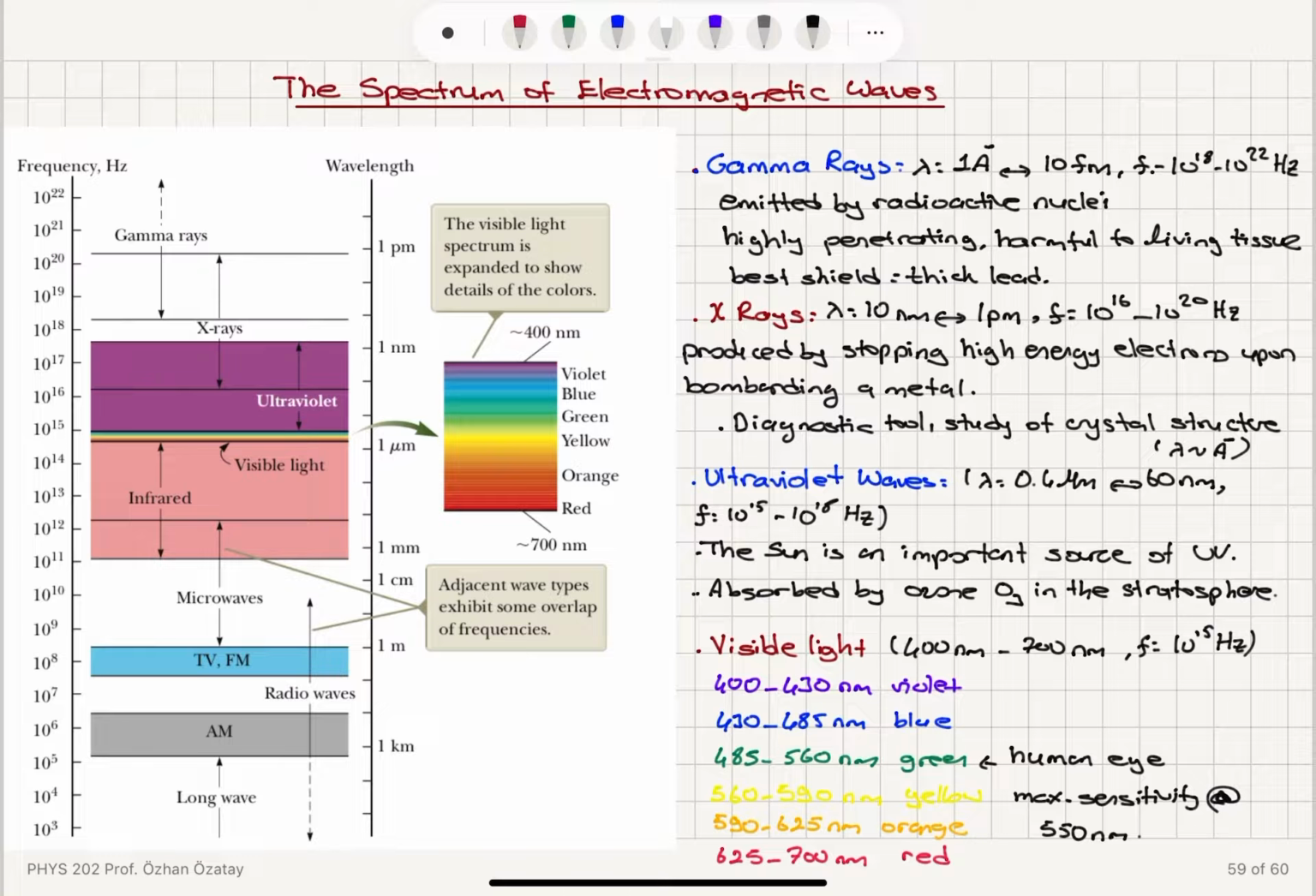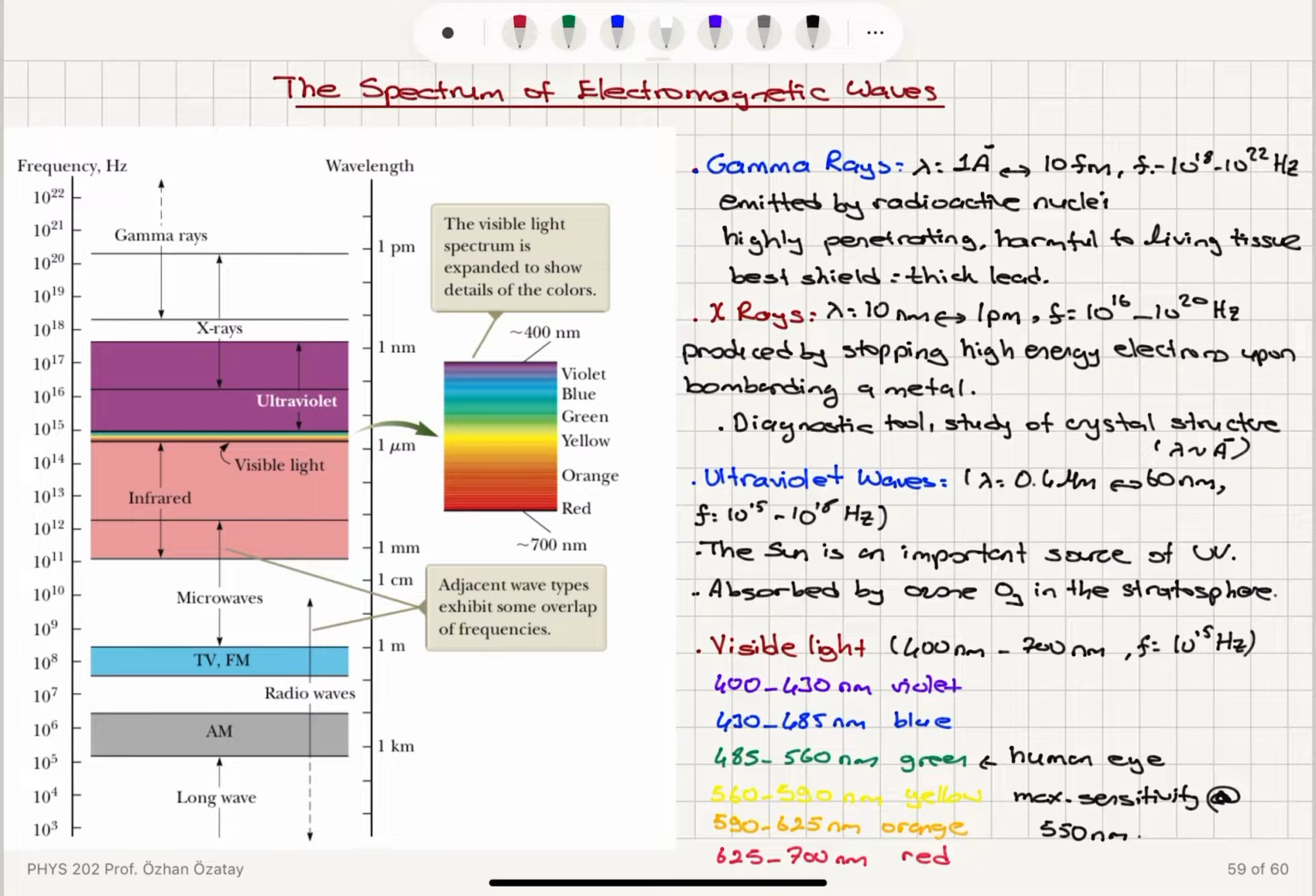So taking a look at the properties of these rays, for gamma rays, the wavelength region is 1 angstrom to 10 femtometer, frequencies 10^18 to 10^22 hertz. They're emitted by radioactive nuclei. They're highly penetrating, very harmful for living tissue. The best shield to protect from these rays is to use thick lead walls.